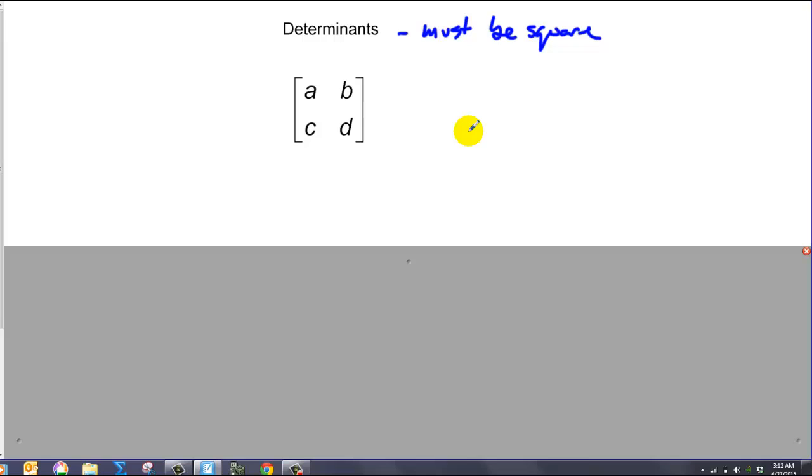And what a determinant of a matrix is, is basically a calculation used for more advanced mathematics. We're going to basically just be calculating these values and not use them for any of our applications. You'll get to that next year.